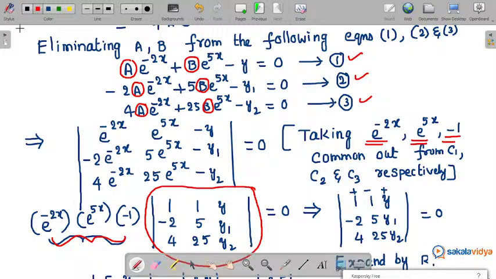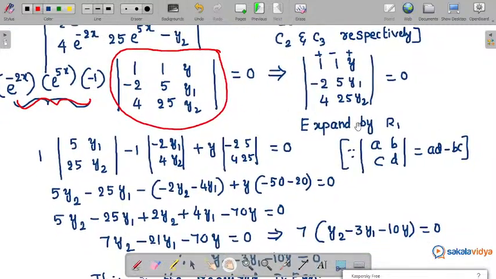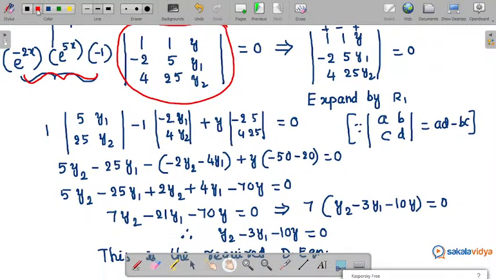Then what shall we do now here? Let us expand by R1. Expand by R1. So 1 into the determinant of this matrix that I have written, negative 1 into the determinant of minus 2, y1 and 4, y2, plus y into the determinant of this matrix, minus 2, 5, 4 and 25, is equal to 0.